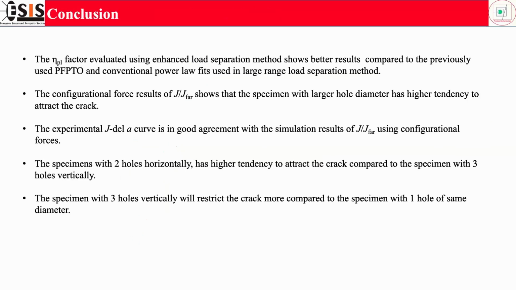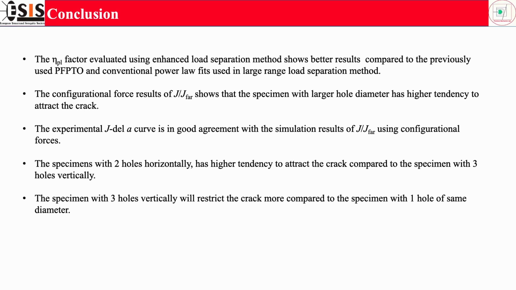So, 1 minute. Okay, the experimental result was found to be in good agreement with the simulation results for some cases. I also wanted to explain some more things, but because of the lack of time, I have to finish. The eta factor evaluated using the enhanced load separation method is giving good results compared to the previously derived polynomial fit. And the configurational force result of J by JFR shows that the specimen with larger hole diameter has a higher affinity to attract the crack. And the experimental J-delta curve is in good agreement with the simulation result.